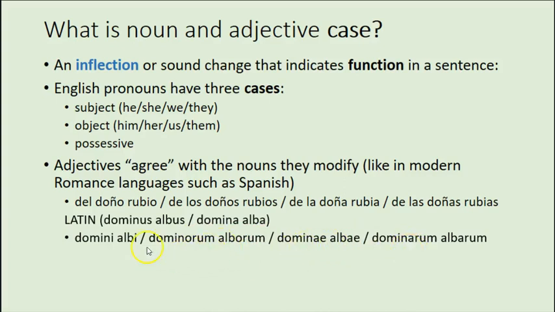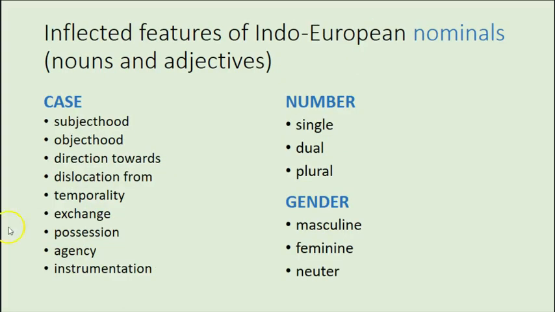This is because Spanish doesn't have noun cases. It has prepositions to indicate function in a sentence, just like in English. But the farther we go back in Indo-European history, the less work prepositions do, and the more work that noun cases do. In Indo-European, every noun had eight cases, one for subjecthood, objecthood, direction towards, dislocation from, temporality, that is, like, I did it in the summer, you wouldn't say "in the summer," you would have an ending on summer indicating that summer was referring to time and not "I like summer" or "summer is coming." Exchange, that is giving, taking to or giving from.